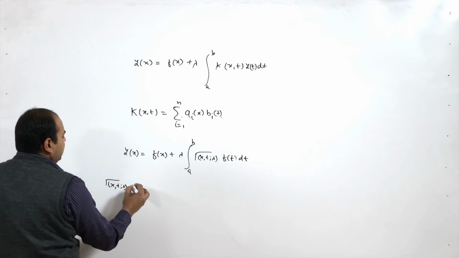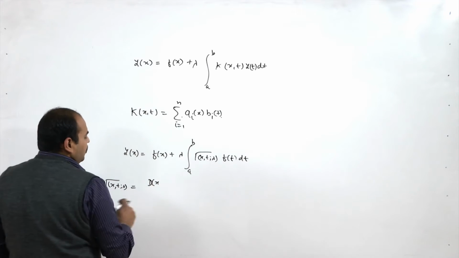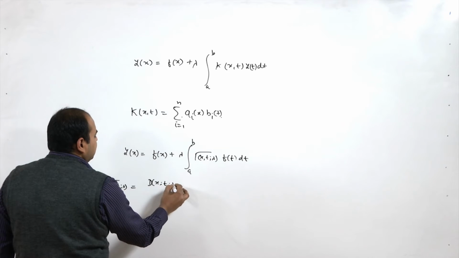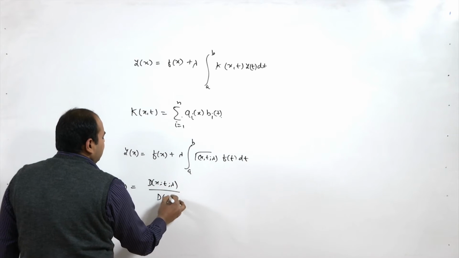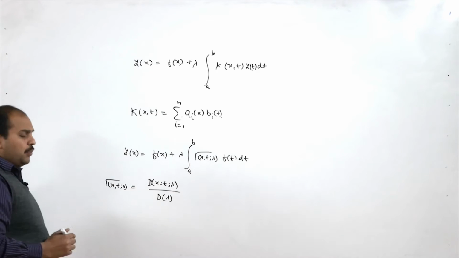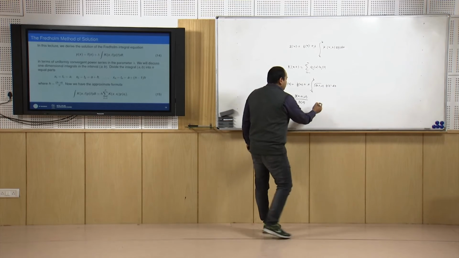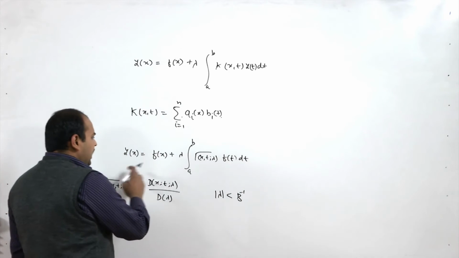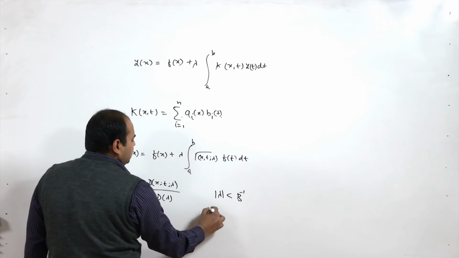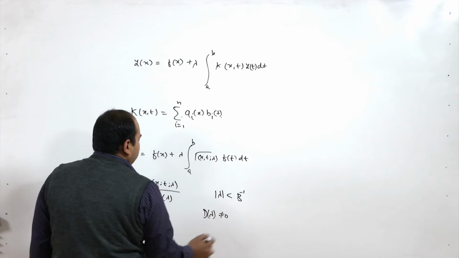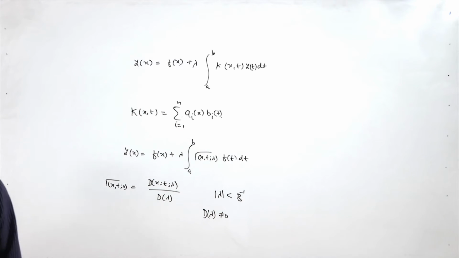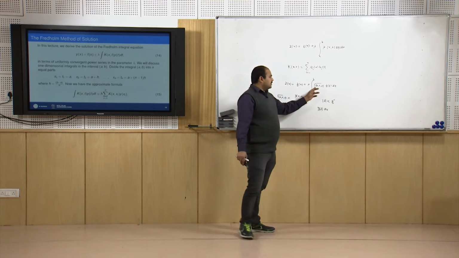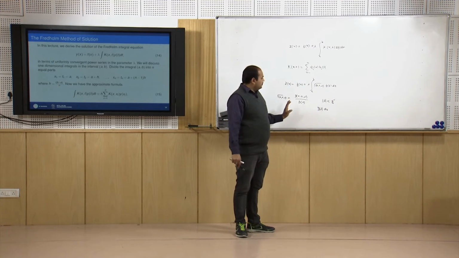the resolvent kernel, as a ratio of two polynomials, D(x,t,lambda) divided by D(lambda), and this expression is valid in a region, say modulus of lambda less than or equal to B inverse, provided that D(lambda) is not equal to 0. So in this case the solution is unique, and you can get it by evaluating this resolvent kernel gamma(x,t,lambda), and this we have seen.